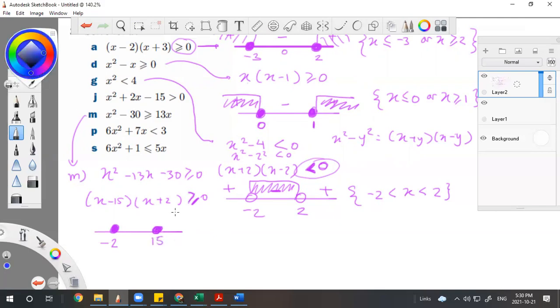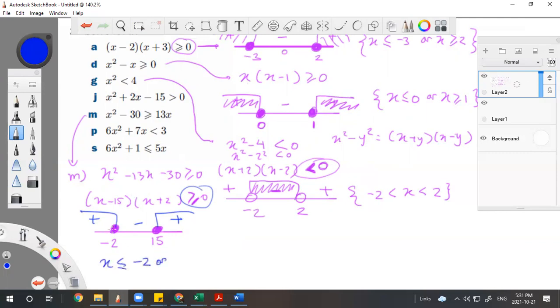What next? Try to guess the number. Just use a testing number. The testing number is 0, for example. I put 0 here. So 0 minus 15, -15, 0 plus 2, -15 times 2 is negative. So you don't have to deal with the numbers, but you deal with the sign. Only the sign. It's negative, right? And the others will be positive and positive. And something that is more than 0, it is positive, always, right? What number is more than 0? Positive number. So x is less than or equal to -2 because it's on the left side of -2, or x is more than or equal to 15. That's your answer for M.